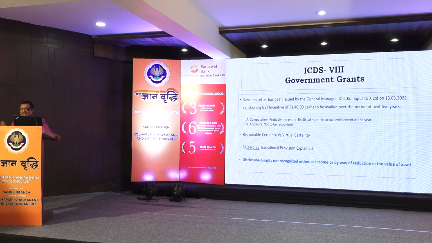Now coming to the next year, within this 40 lakh rupees, I am found eligible for 5 lakh rupees as a reimbursement of GST. And I have been given a sanction letter for this 5 lakh rupees, but I have not received it by 31st March. Now what do I do? Because there are different scenarios when we see this with reference to different types of government grants that are discussed in the ICDS. Because 40 lakh rupees is 40% of my fixed assets.